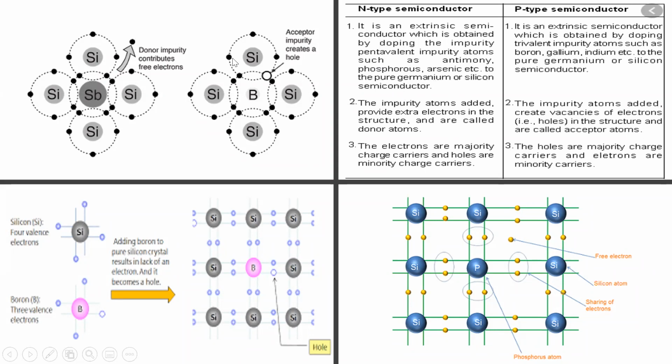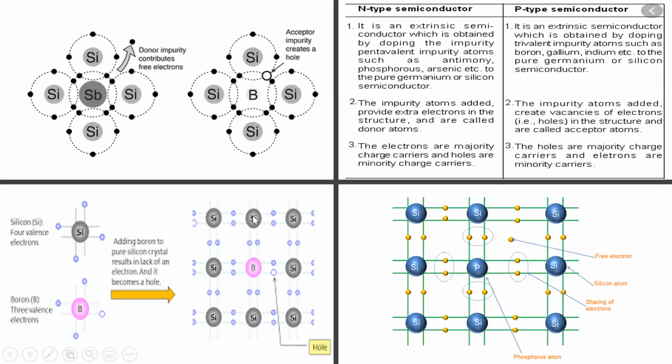So here, Si means silicon and Sb means antimony. Here we have an example of silicon. In silicon, we know that there are 4 valence electrons in the outermost shell. So when you take a crystal of silicon, there will be 4 valence electrons and they will share with a neighboring silicon atom. So what happens? There will be 8 electrons as a whole.